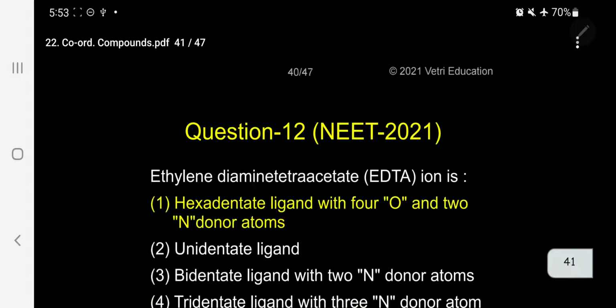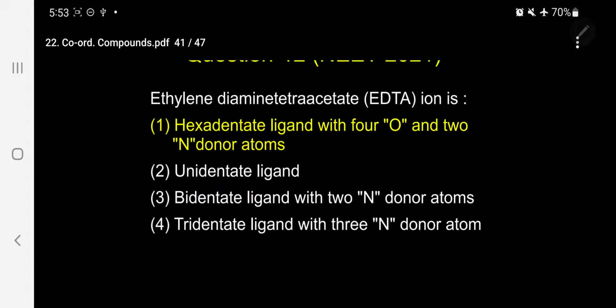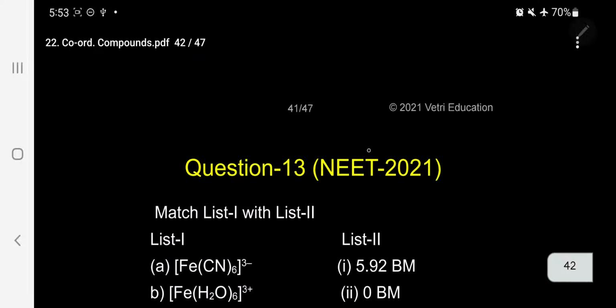Let me go for it now. See here. Ethylene diamine tetraacetate ion is a hexadentate ligand. Why are we calling it hexadentate? 4 oxygen atoms and 2 nitrogen atoms. So hexadentate with 4 oxygen atoms and 2 N donor atoms. This is the correct answer. It is very, very clear.